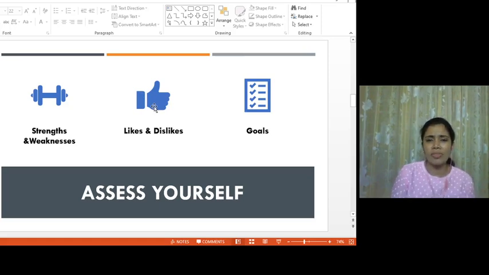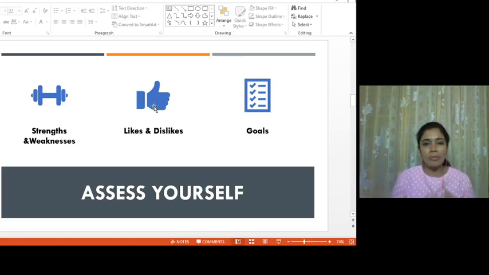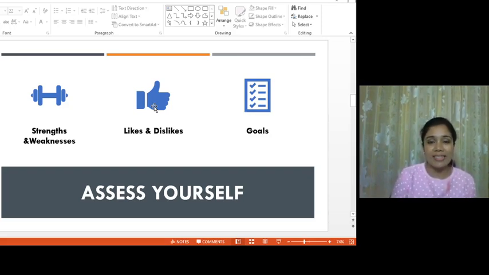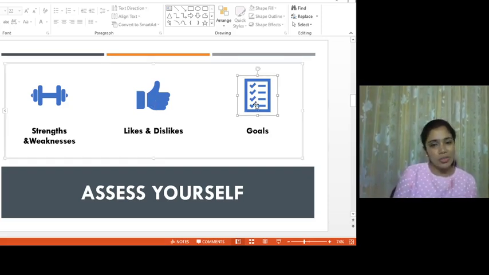You should know what you like about the job, what you like to do. Okay, most of us may not be able to do what we like, but make sure that at least you are able to like most of what you do. That's really important. So knowing your likes and dislikes is very essential, and your goals.